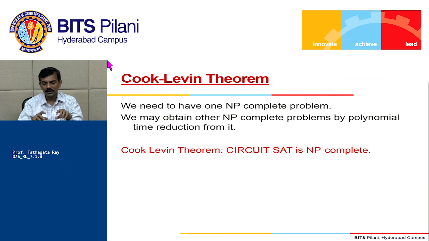That means all the problems in NP can be polynomial time reduced to circuit SAT. So that's the Cook-Levin theorem, which we don't want to prove in this class. It's outside the scope of the class. So that's the result we will utilize. What we have shown is at least one problem, circuit SAT, which is NP complete.